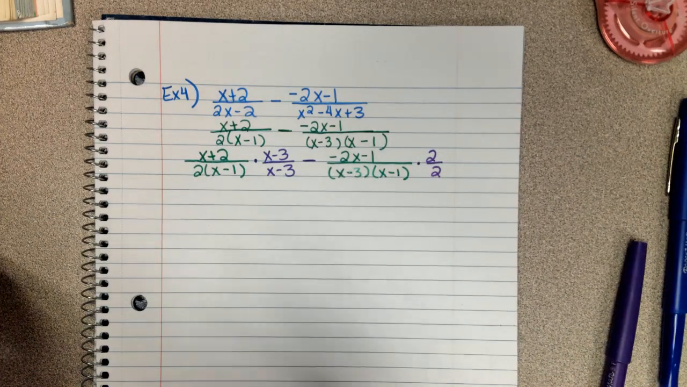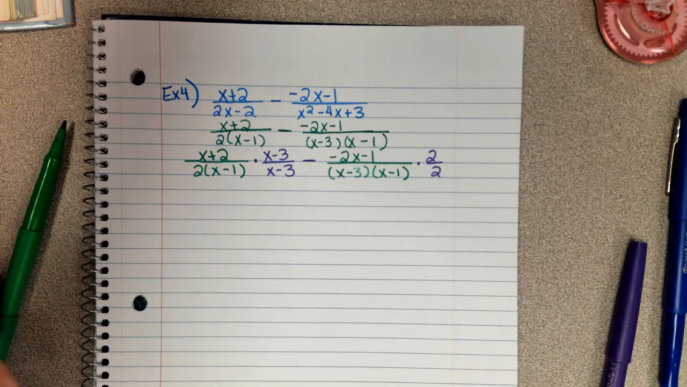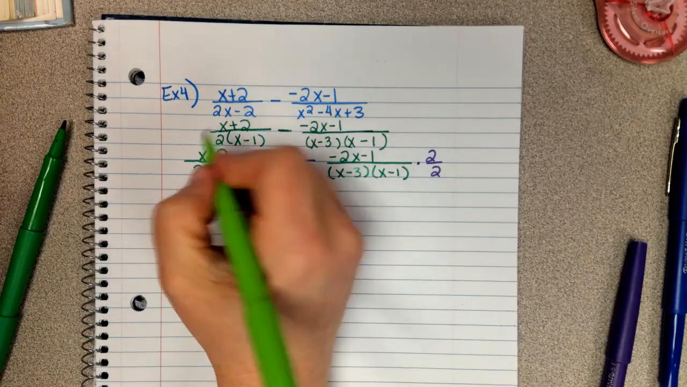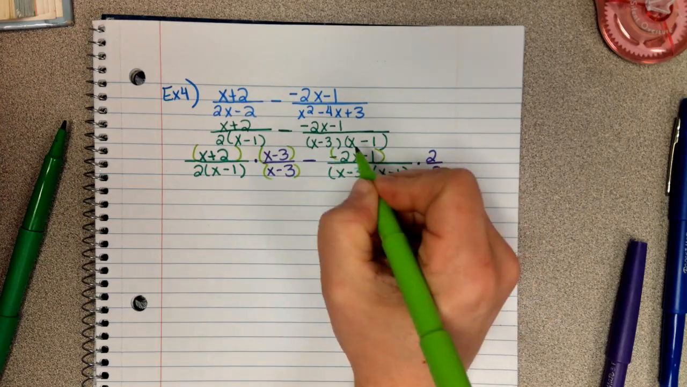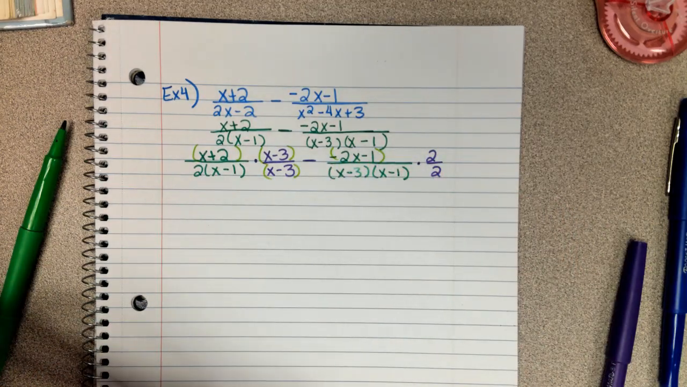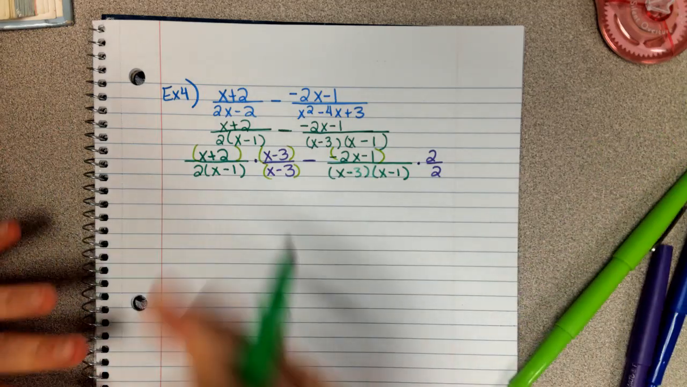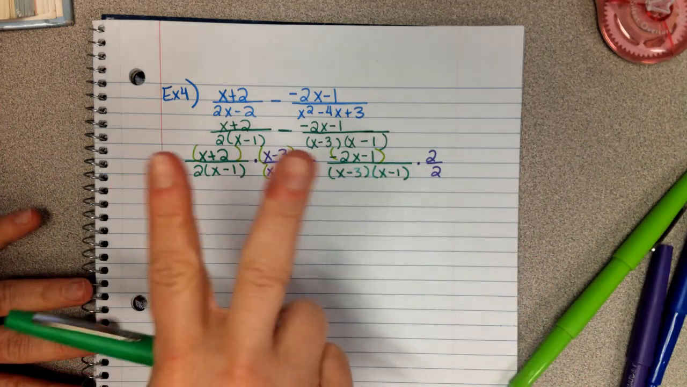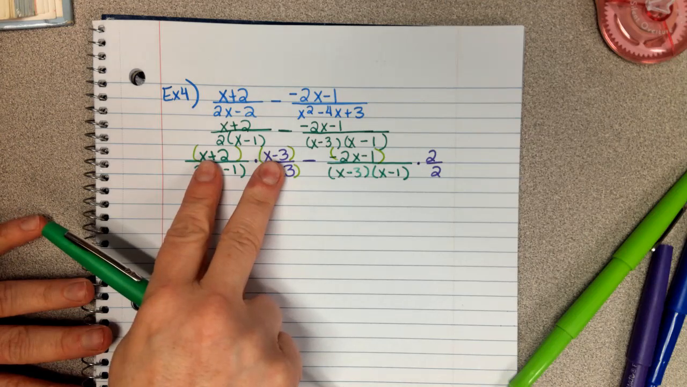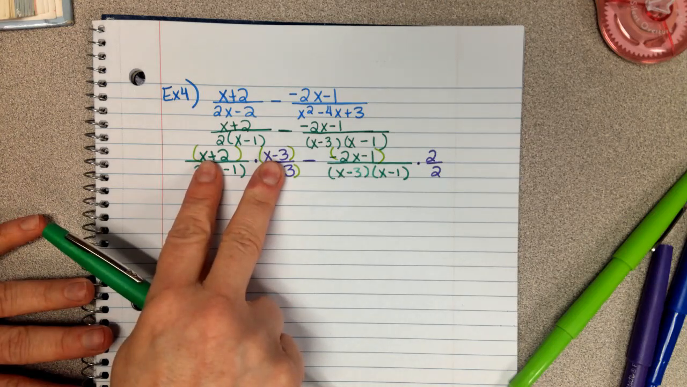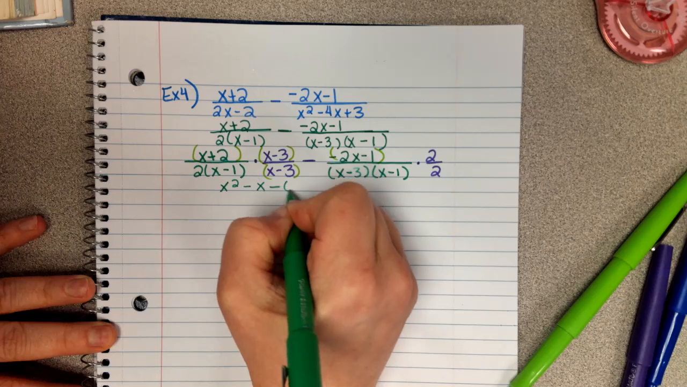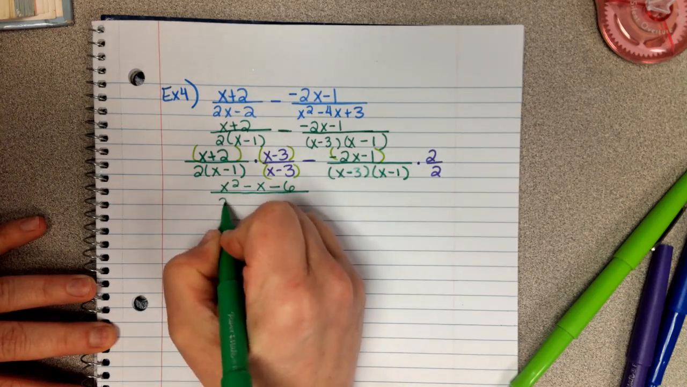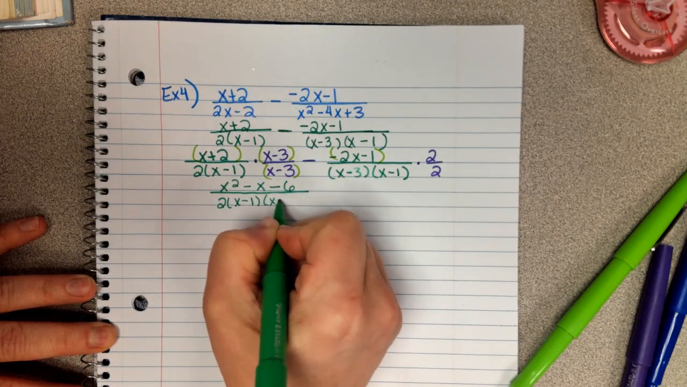Now, when you do this, here's something interesting to remember. These binomials are together forever. So these are actually in parentheses, whether they are written or not; you might need to think of all those binomials as being in parentheses. So when I put these together, I'm going to have to multiply these two binomials together. So x plus 2 times x minus 3 is going to be x squared minus x minus 6, and all that is divided by 2 times x minus 1 times x minus 3.